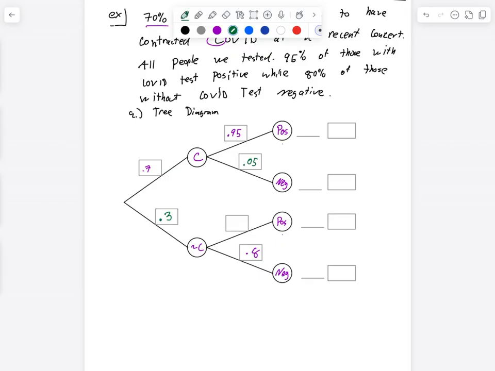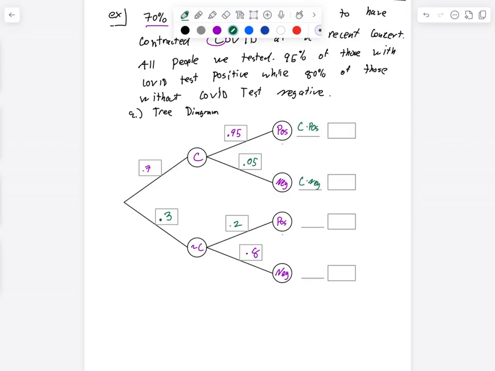This bottom one is? 0.2. There we go. So we have COVID and positive. COVID testing negative. Is that a 9? Where? The first box? 7. We have no COVID but testing positive, and we had no COVID and testing negative.